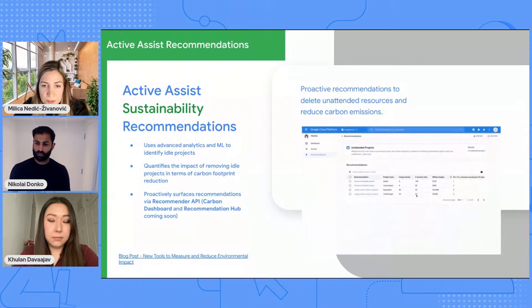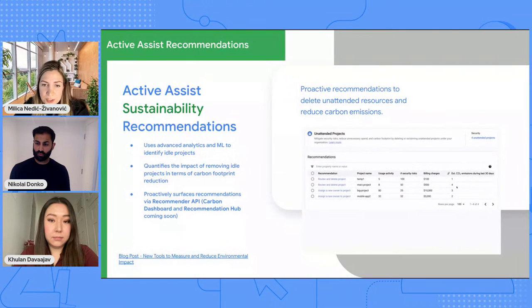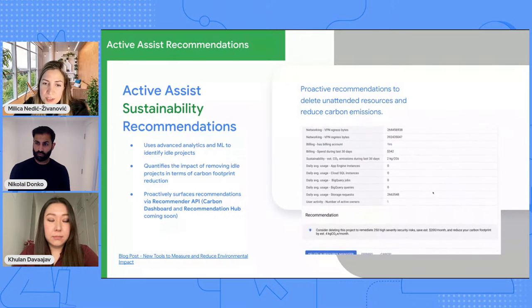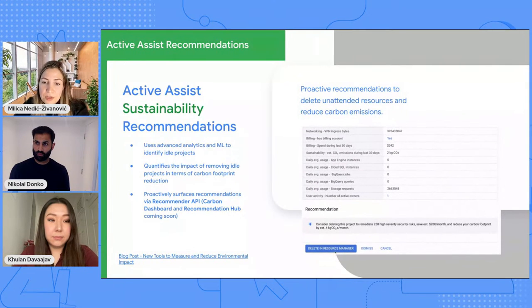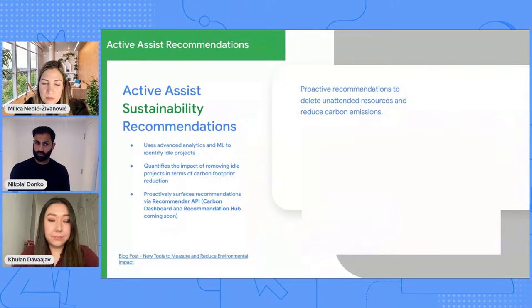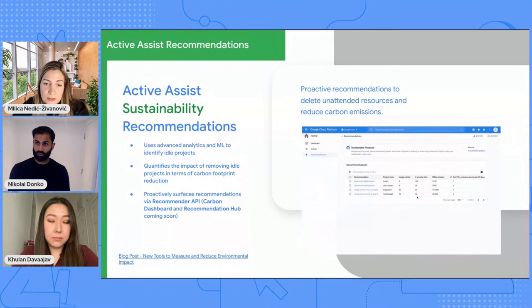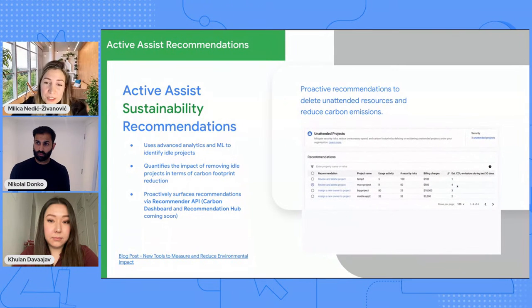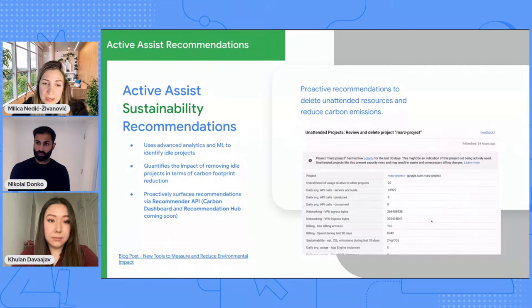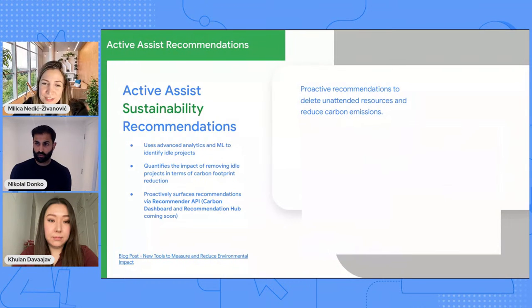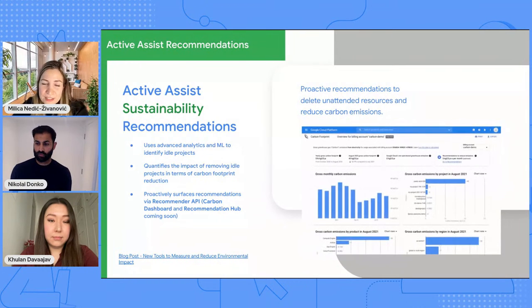So starting with GCP's unattended project recommender, users can estimate their gross carbon emission savings based on removing idle resources from the cloud. Machine learning will identify projects that are likely abandoned based on, for example, API or network activity, your billing or usage of other cloud services. And this will not only help you become more sustainable, but also save you some costs.